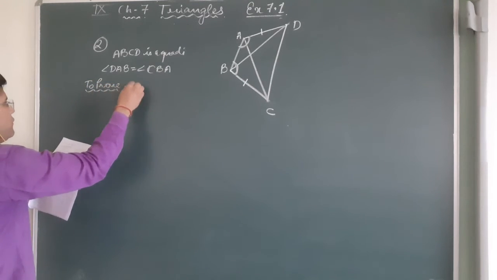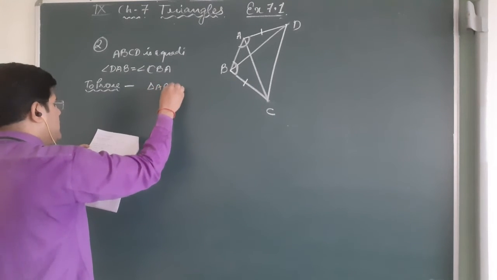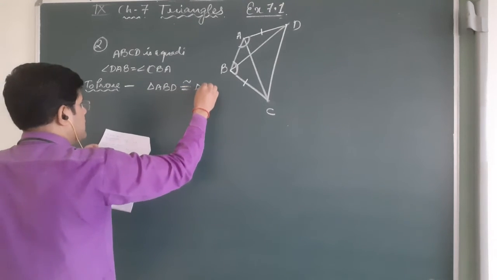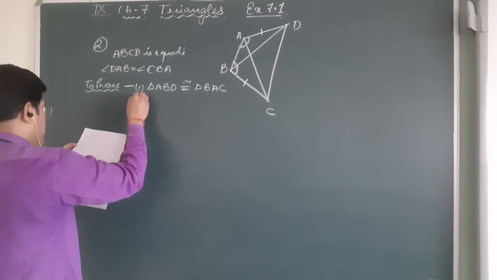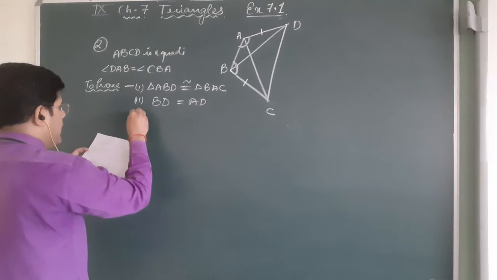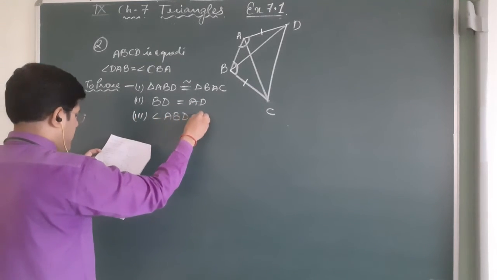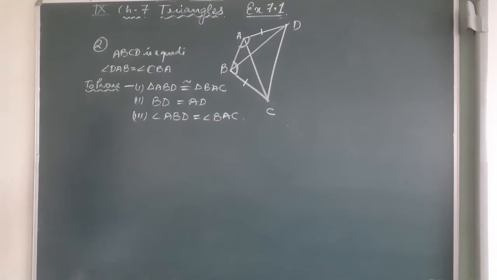After that we have to prove. What do we need to prove? We need to prove triangle ABD congruent to triangle BAC. The second part, BD equal to AC. And the third part, angle ABD equal to angle BAC. So all three parts which we need to prove I have written on the board. Now start the proof.